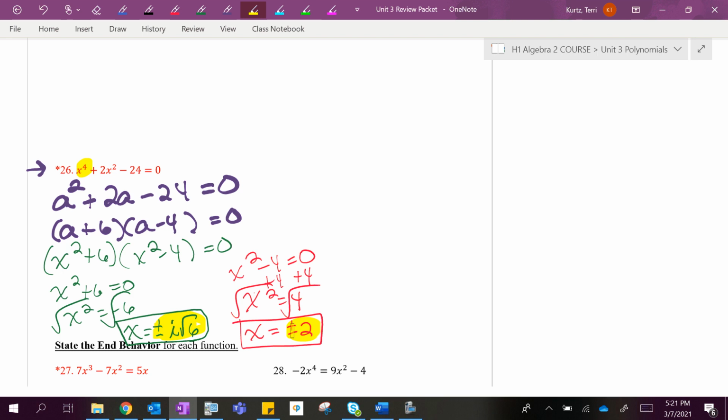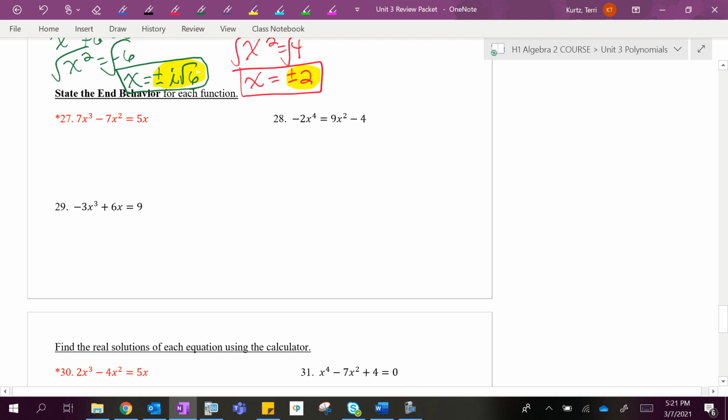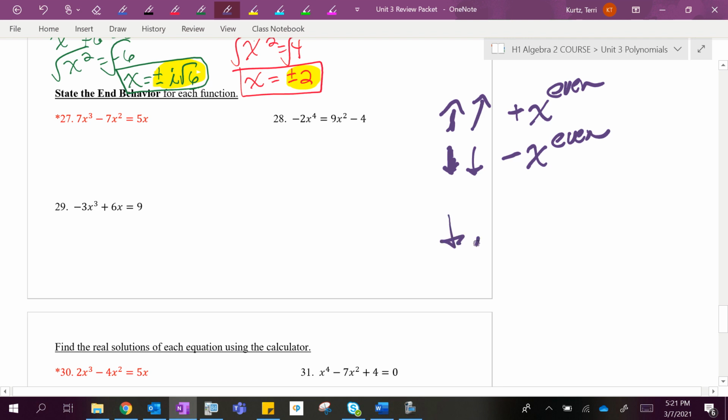Okay? All right, next is end behavior. Remember we studied end behavior as arrows, right? Do a quick review here for you guys. If it's a positive x and an even exponent, it's up, up. If it's a negative x and the power is even, it's down, down. If it's a positive x and the power is odd, it's down, up. If it's a negative x and the power is odd, it's up, down.